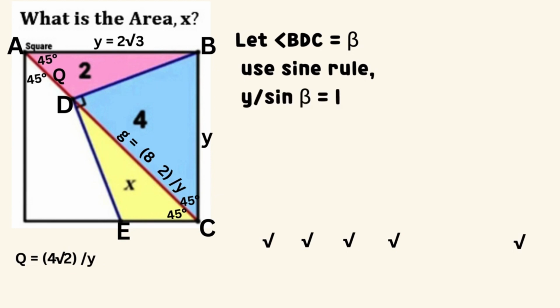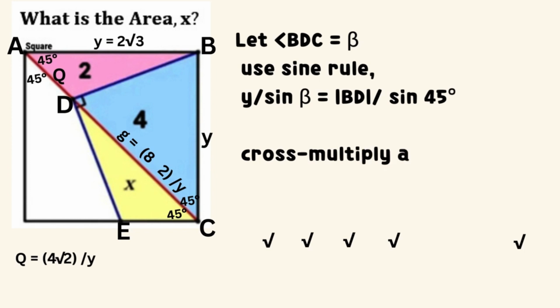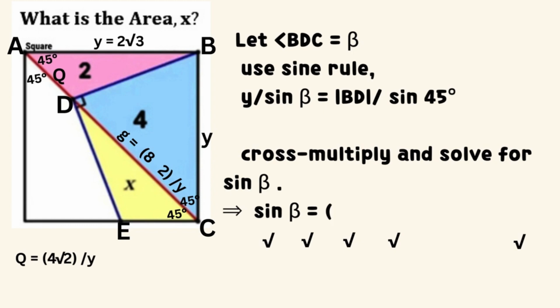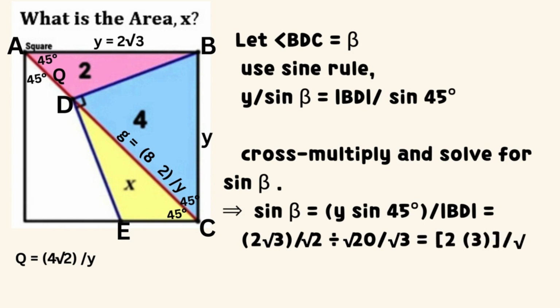Let angle DBC equal beta. Use the sine rule. Y divided by sine beta equals line BD divided by sine 45 degrees. Cross multiply and solve for sine beta. It implies that sine beta equals Y times sine 45 degrees, all divided by line BD, which equals 2 times 3, all divided by the square root of 40. We call it equation 3.